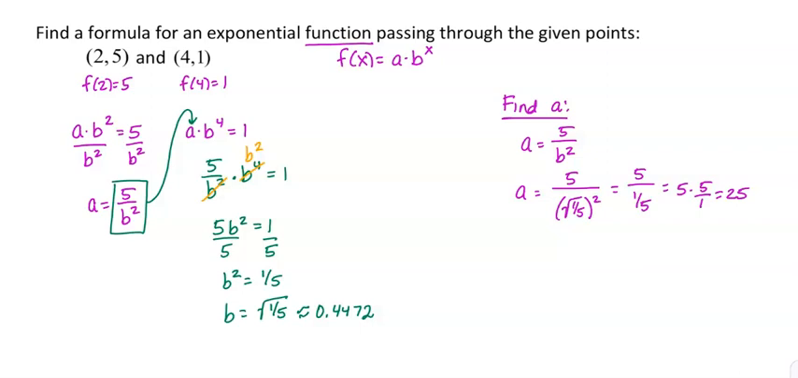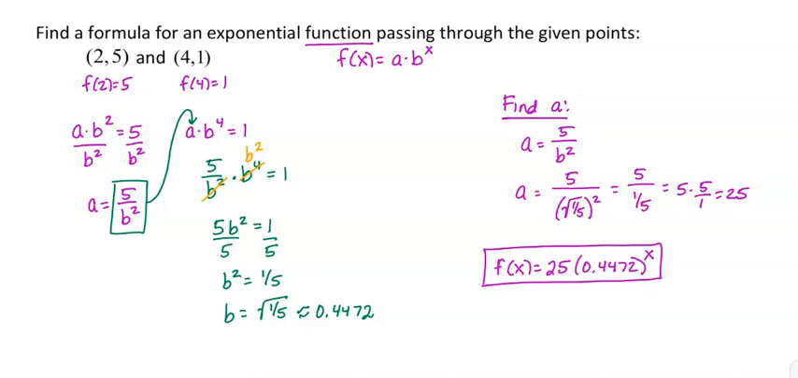So putting our a and our b together, our exponential function that will go through those 2 points is going to be 25 for our a times 0.4472 to the power of x. This is an exponential function that will pass through the points (2, 5) and (4, 1). I'd encourage you to graph this function on your graphing calculator or on Desmos and check to see that the points (2, 5) and (4, 1) really are on the graph.